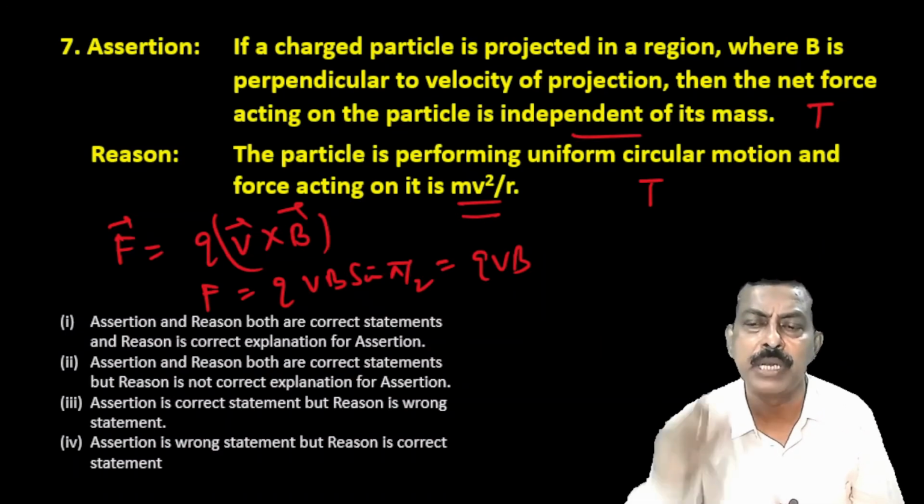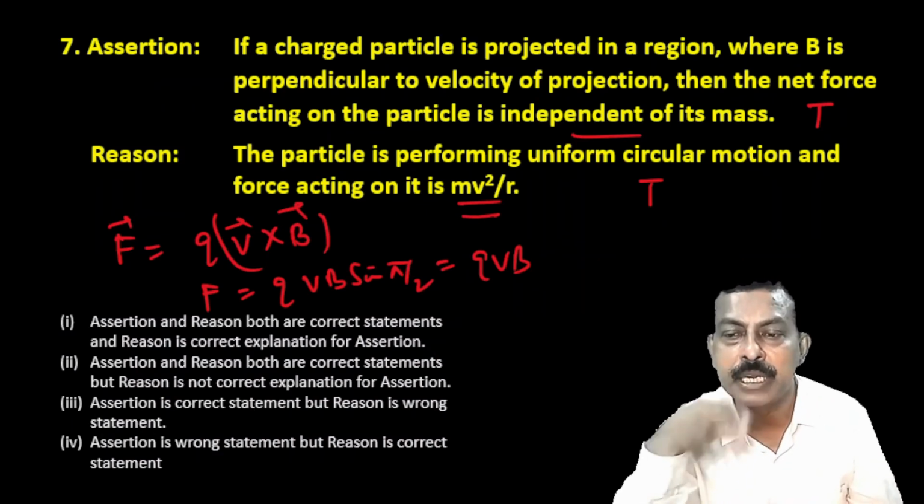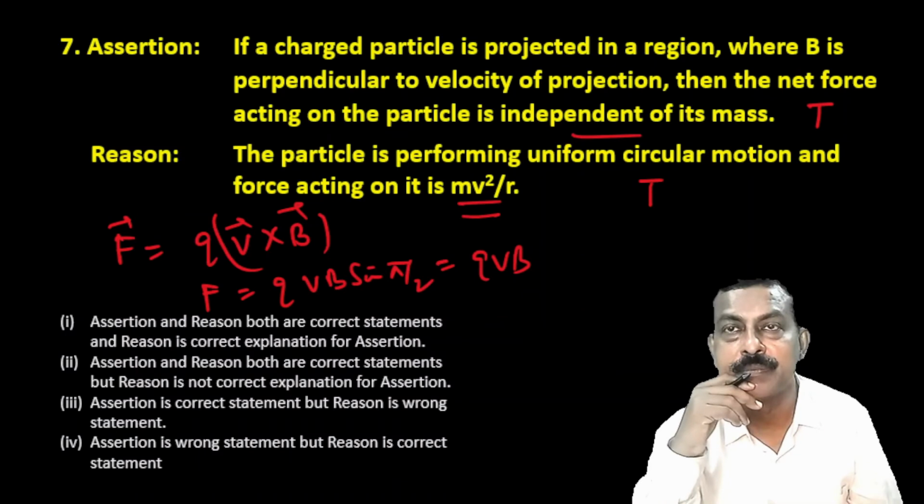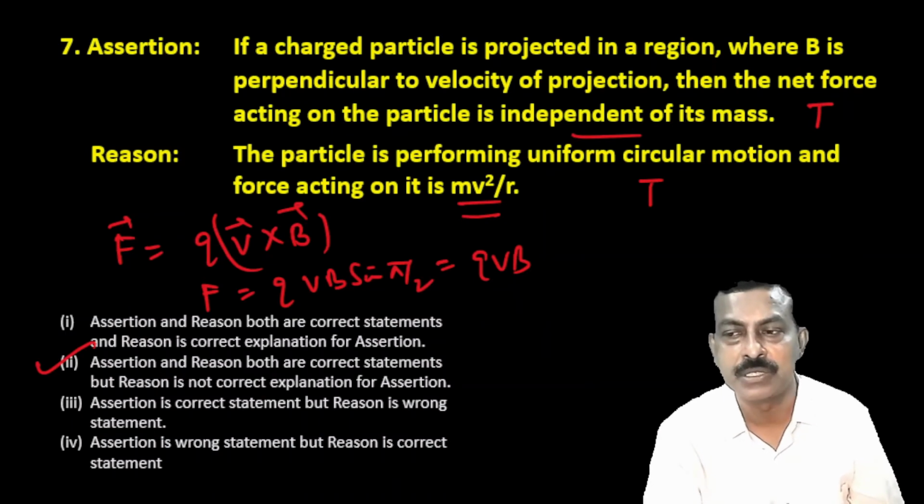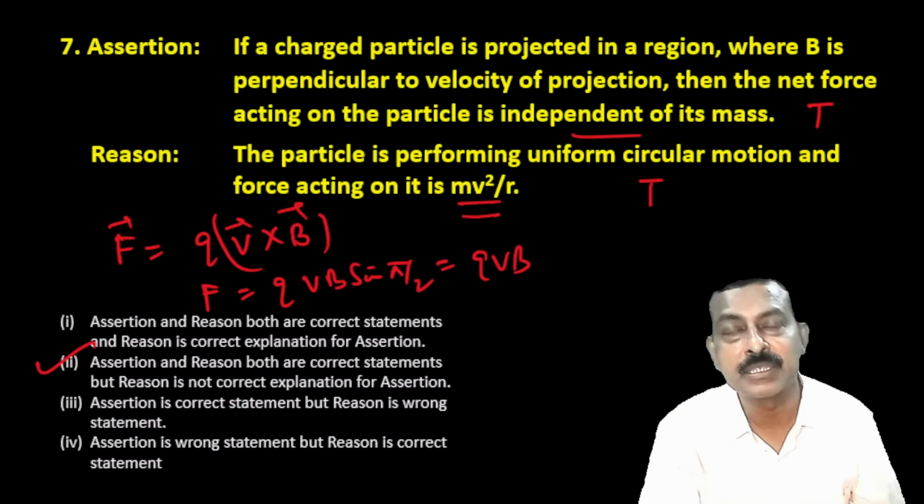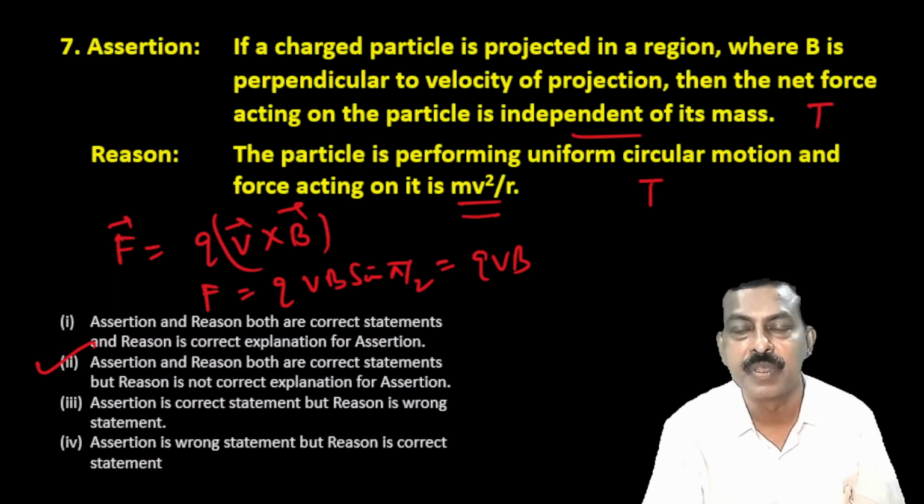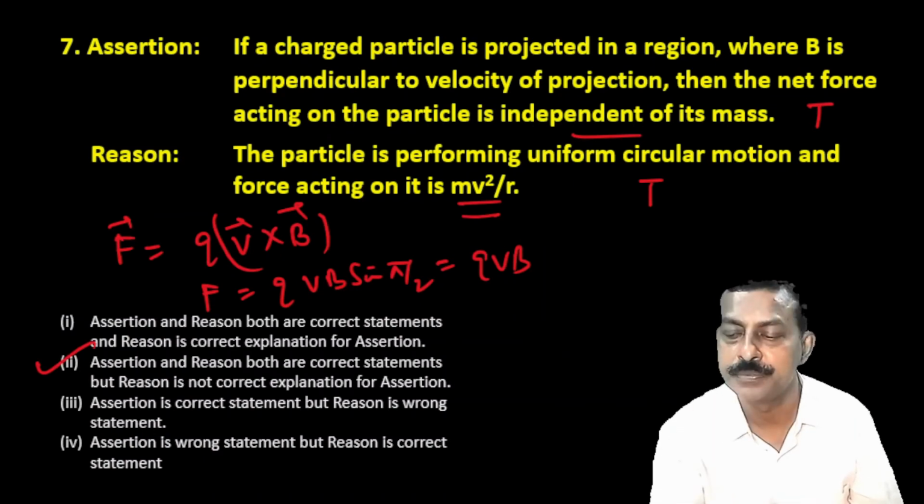This is not explaining the first part, that net force will be independent of the mass. So obviously in this case, it is the second one which is correct. Assertion is true, reason is true, but reason is not the correct explanation for assertion. So here the second one will be the correct option.